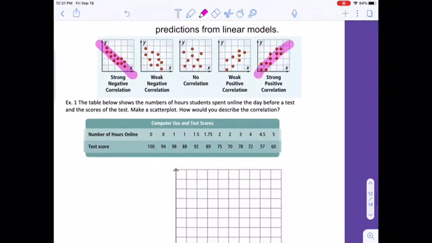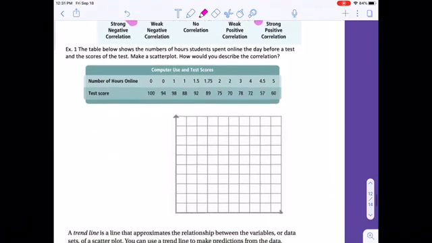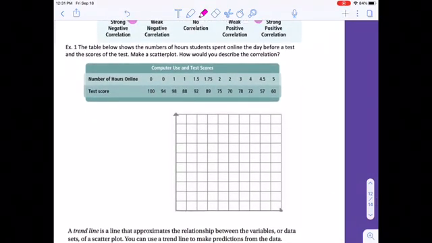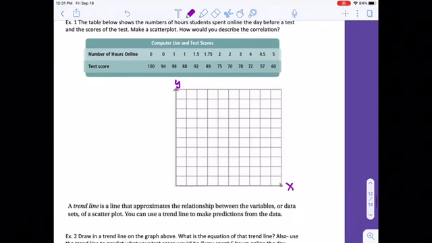So we have an example here. The table below shows the number of hours students spent online the day before a test and the scores of the test. Make a scatter plot. How would you describe the correlation? So we are going to first start by labeling our x and y axes and then plotting our points.